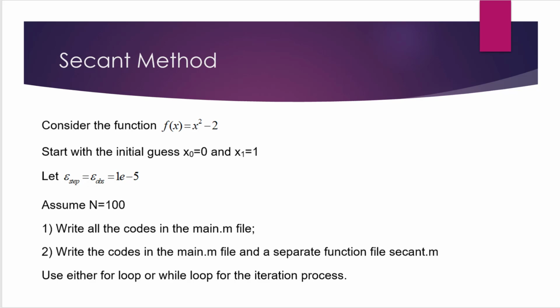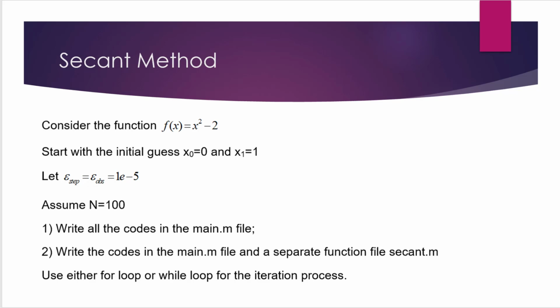And we start with the initial guess x0, which is equal to 0, and x1, which is equal to 1. Assume that the two epsilon constants, epsilon step and epsilon abs, are both equal to 1e negative 5, and we assume that the maximum number of iterations we want to do is 100.